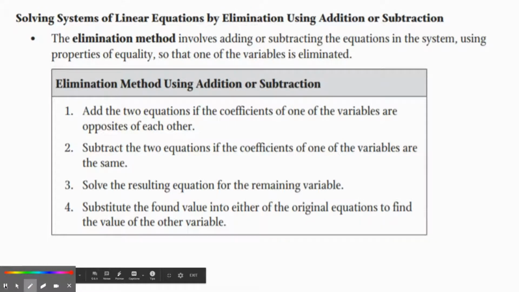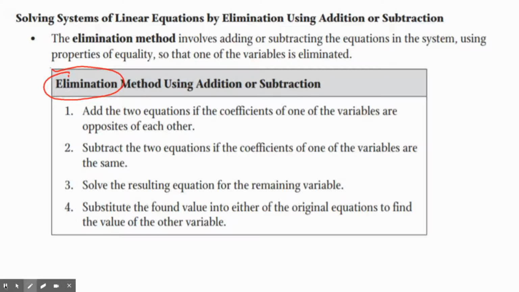Next, you have elimination. Now, elimination uses a way where we can actually add together both equations, and we're going to effectively eliminate one of the variables to solve for the other one. And again, I'll show you how to do that step by step.